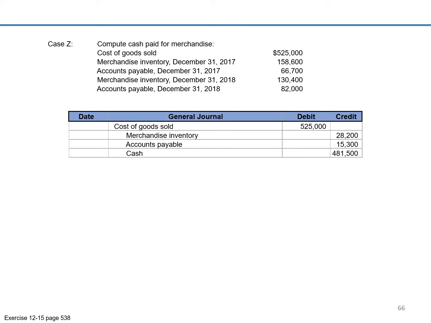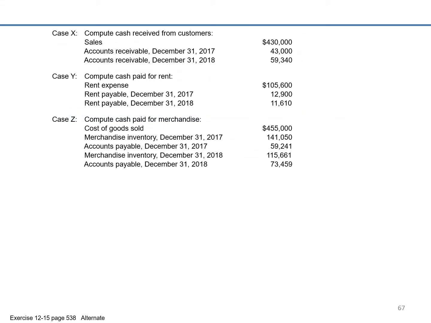All right. So same problem, different numbers. Why don't you take a minute to compute the cash for the various items? And when you're done, resume the recording and we'll go through the answer.